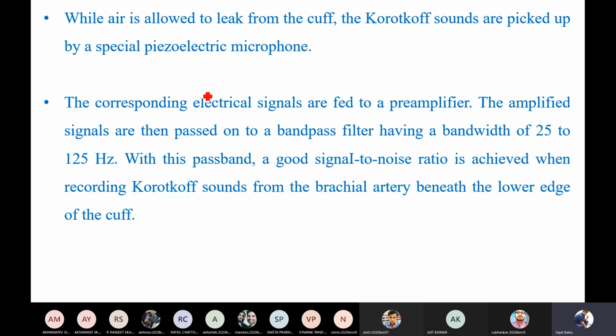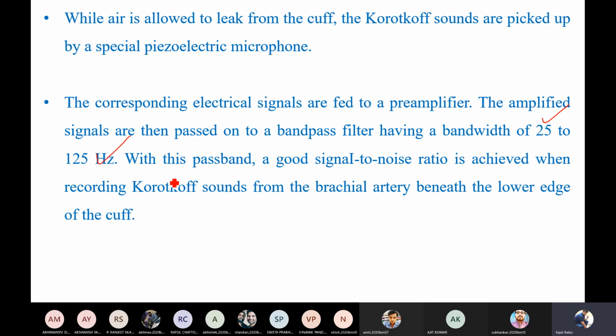If it is getting the signal from the microphone or from the pulse sensor, the first thing the controller will do is amplify it, and then filter it. The filter that you are going to use in the digital manometer will be a band pass filter, and the band pass cutoff frequencies will be 25 and 125 hertz. I selected this frequency because in this particular pass band you are going to get a good signal to noise ratio.